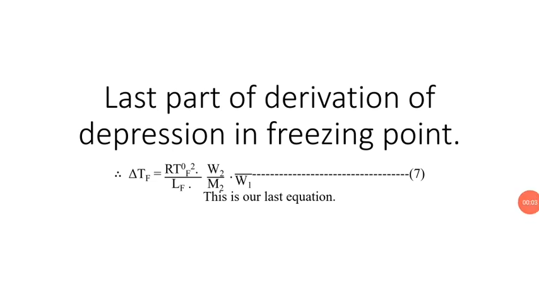Hello student. In our previous lecture, we started the derivation of depression in freezing point, and we derived up to equation number 7. That is delta TF is equal to R T0F square into W2 upon LF into M2 into W1. So this is our last equation from our last lecture. Let us see the next.